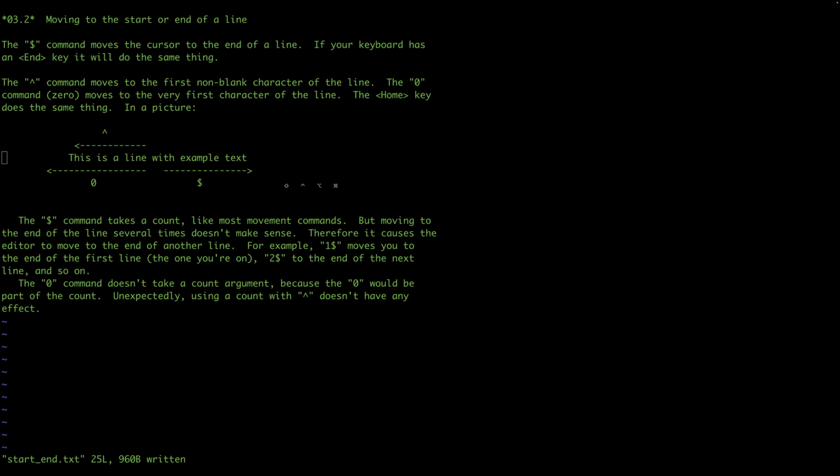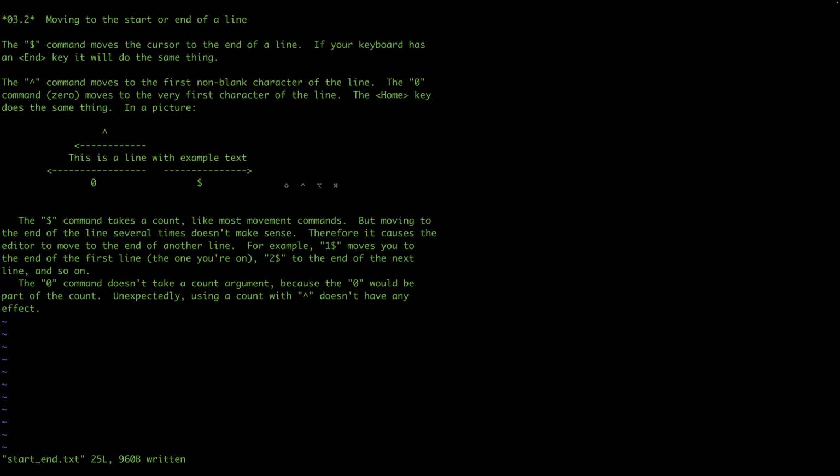Today, I would like to talk about two of my favorite commands. One is moving to the end of the line, and the second is moving to the beginning of the line. So let's say I'm at this line, and I would like to jump to the end of the line. I hit the $ sign, that jumps to the end.